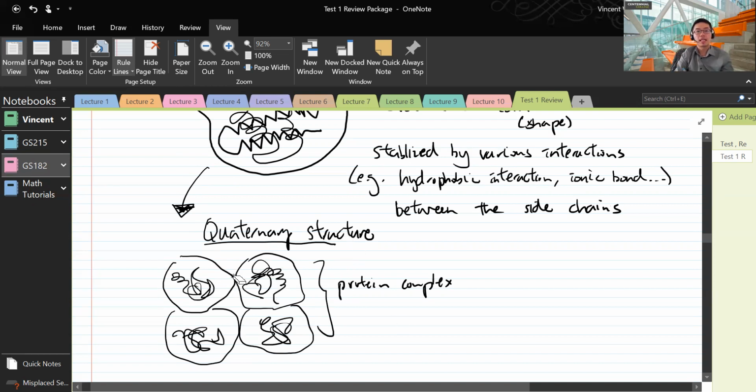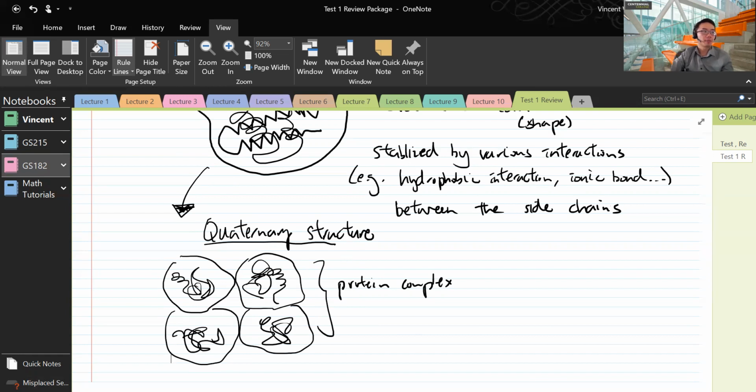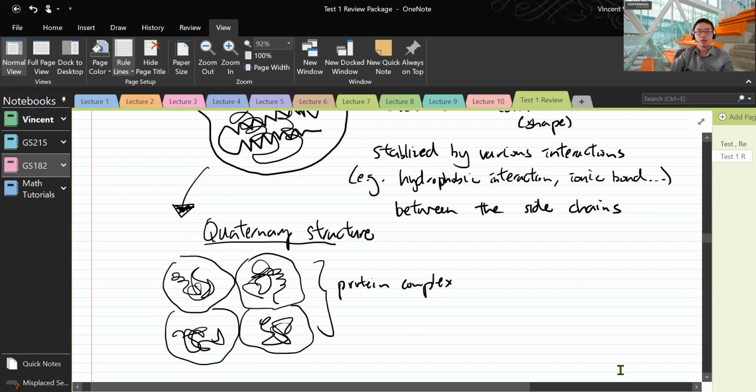Okay, and it's stabilized by the interaction between the individual polypeptides. All right. Any questions? Anyone? You sure everybody's happy?